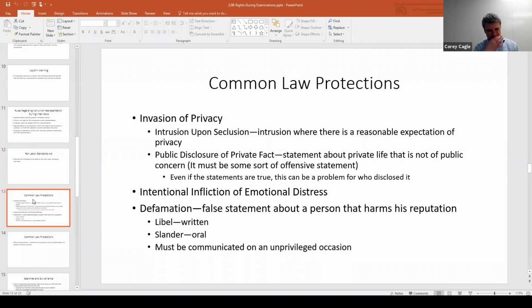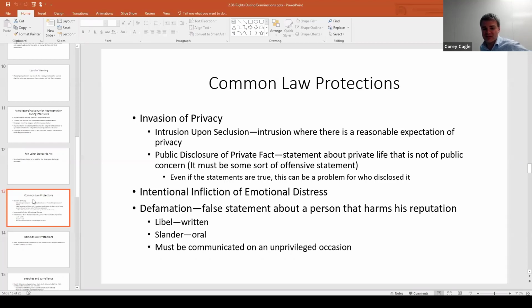Common law protections. So there's invasion of privacy, protections for the employee here. Intrusion upon seclusion is where someone intrudes where there's a reasonable expectation of privacy. Public disclosure of private fact is what it says: you're publicly disclosing something that is private.